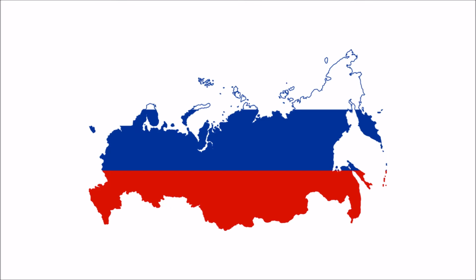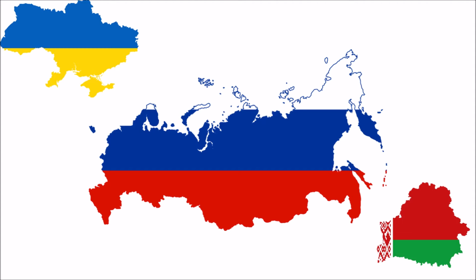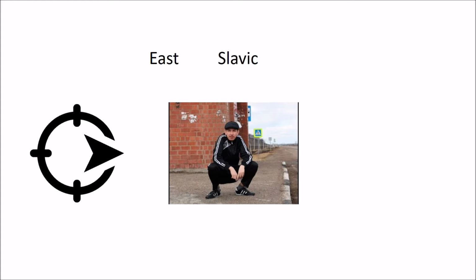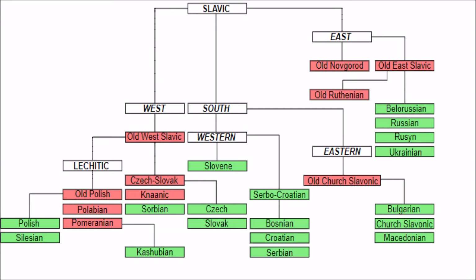First off, classification. The Russian language, alongside Ukrainian and Belarusian, is part of what's known as the East Slavic family. This East Slavic family is itself part of the larger Slavic family. Something to note, some people suggest that there is also a north branch of the Slavic family, but that's not really official. So there's, as of now, an east, south, and west branch of the Slavic family.